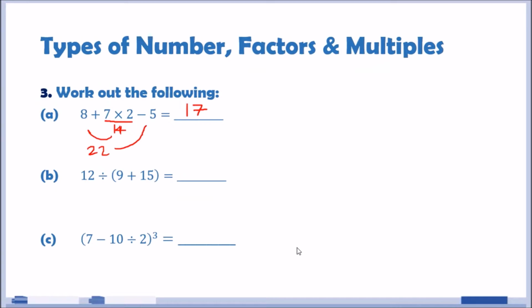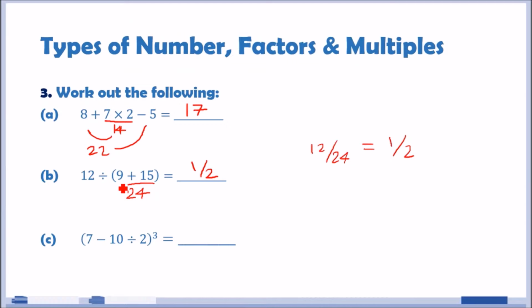And moving on, work out the following. So now we do 12 divided by (9 plus 15). Again, following the rules of BODMAS, we do the brackets first. So if we evaluate the brackets, we know that 9 plus 15 will give us 24. Then we do 12 divided by 24, which turns out to be a fraction, 12 over 24. Since they both go into 12, we divide by 12 and we get 1 over 2. So it's half.